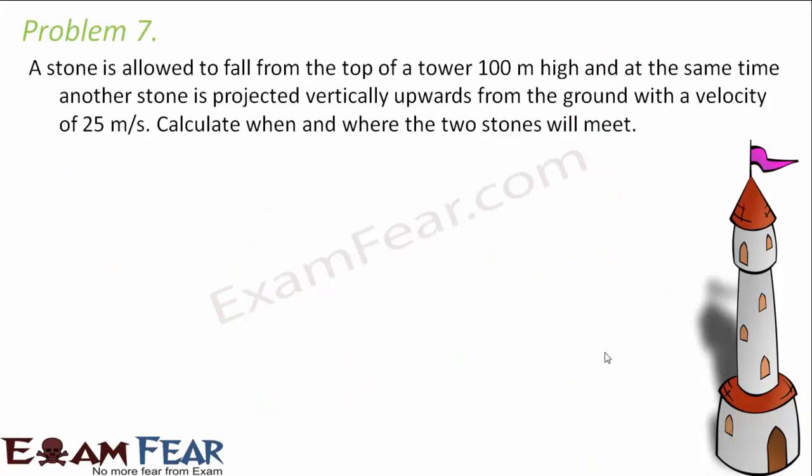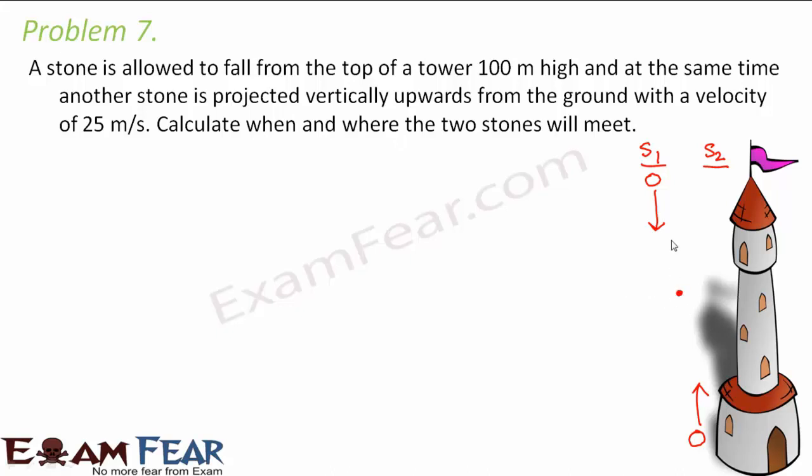Here the problem says a stone is allowed to fall from the top of a tower 100 meters high, and at the same time another stone is projected vertically upwards from the ground with a velocity of 25 meters per second. These are the two stones. For the first stone, it is thrown from the top of this tower, so that means this stone is going down. For the stone S2, it is projected vertically upwards in this way. Now we have to calculate the point where these two stones will meet.